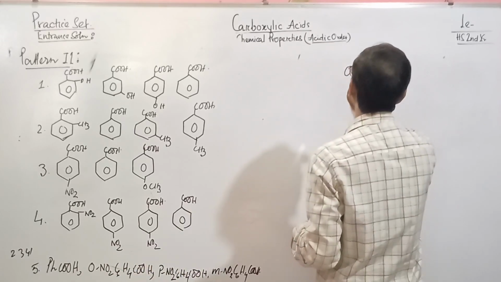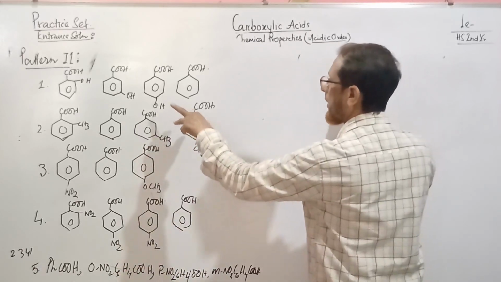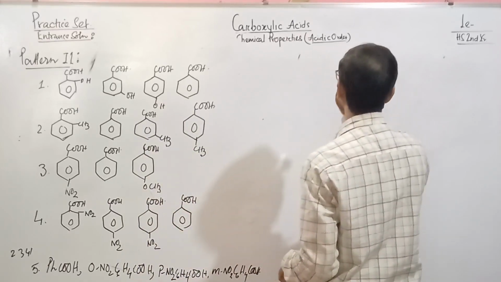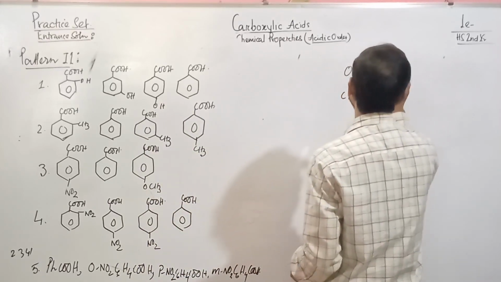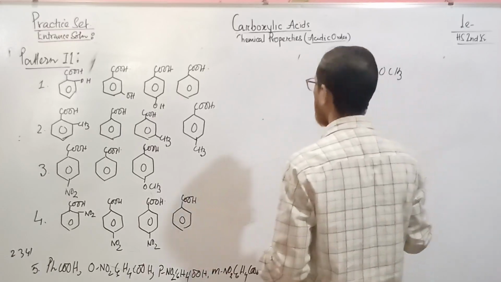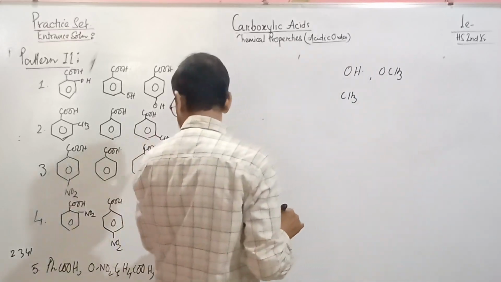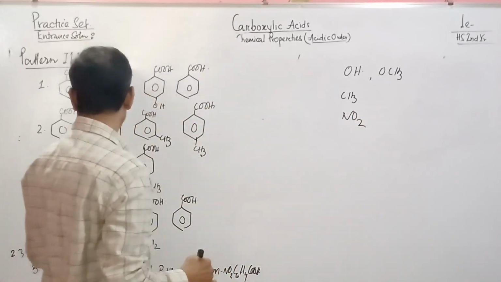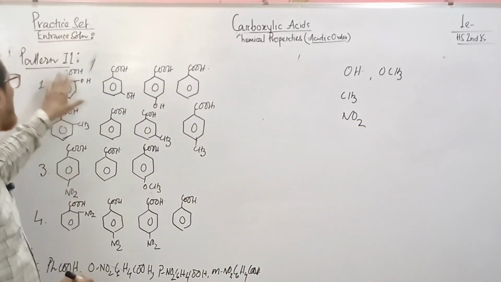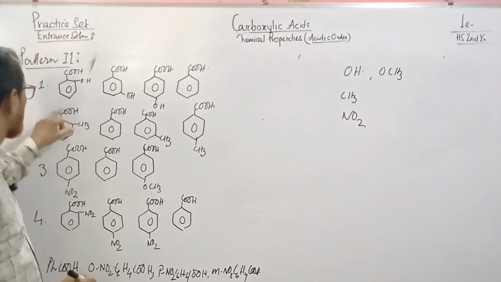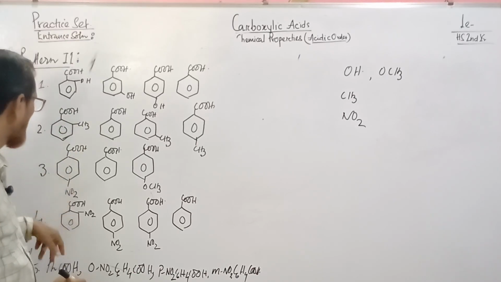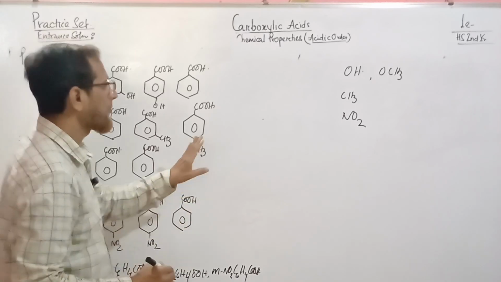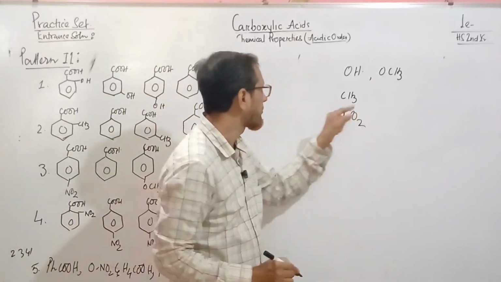So OH group and CH3 group or OCH3 group. Am I right? So in maximum cases these types of groups are substituents on the acid. There is always benzoic acid, there is CH3 benzoic acid, there is a nitro group benzoic acid, nitro group benzoic acid, and this is another. So let me just explain this one a bit.